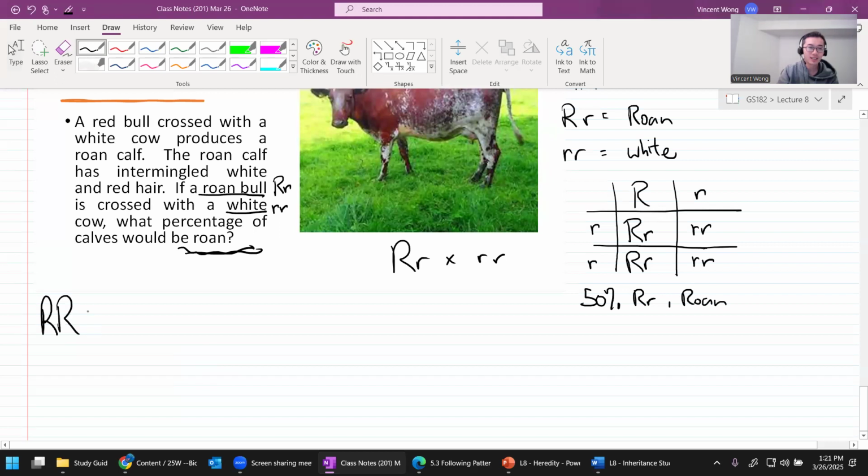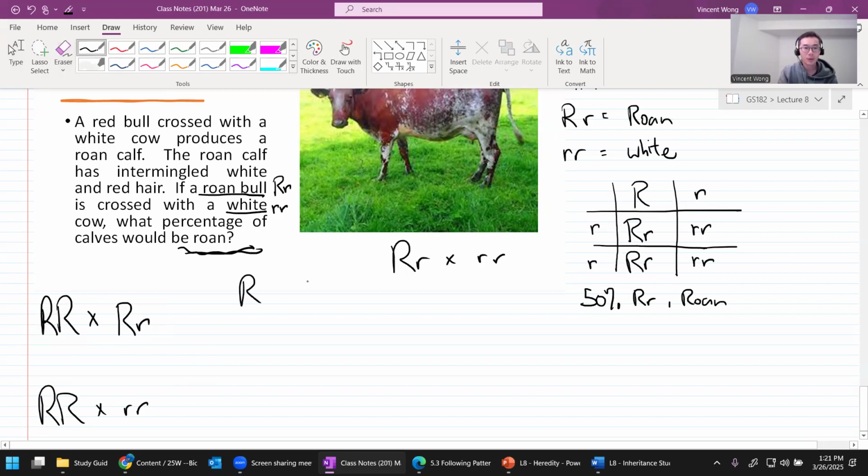Okay, so let's try red and roan. Yeah, sure. Go ahead. Do you have another suggestion, Lisa? Red and white. Red and white. Okay, so let's try it out. Yeah, so this is red and roan.